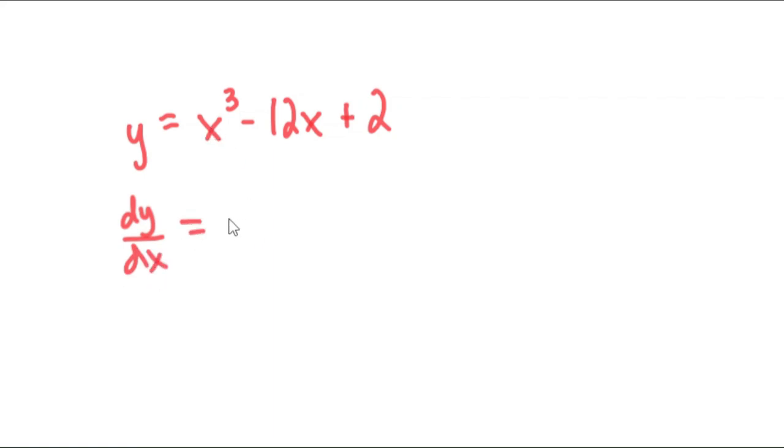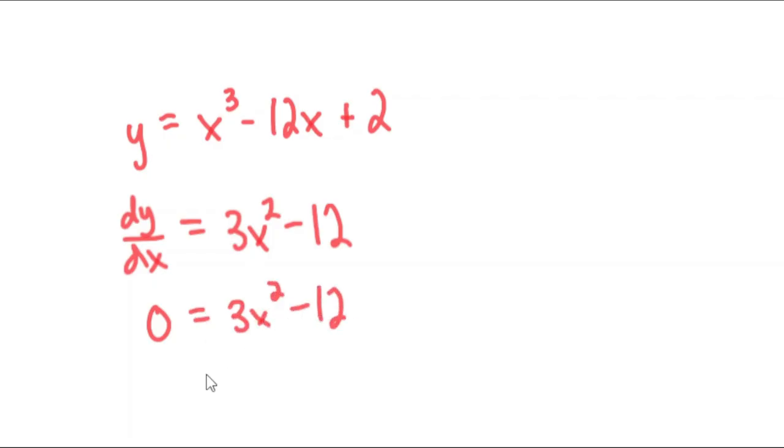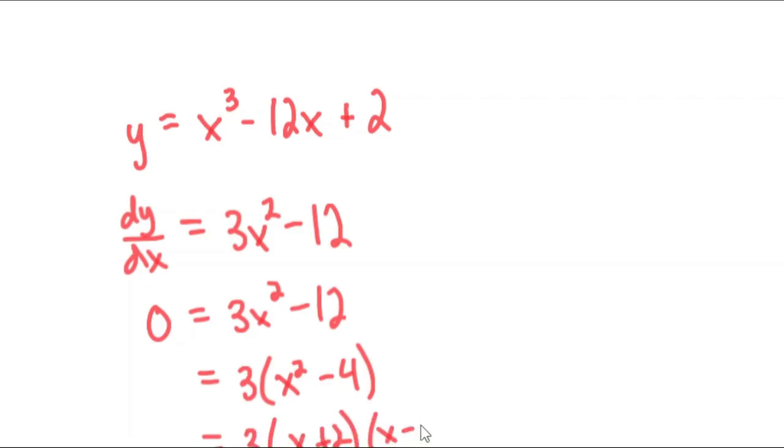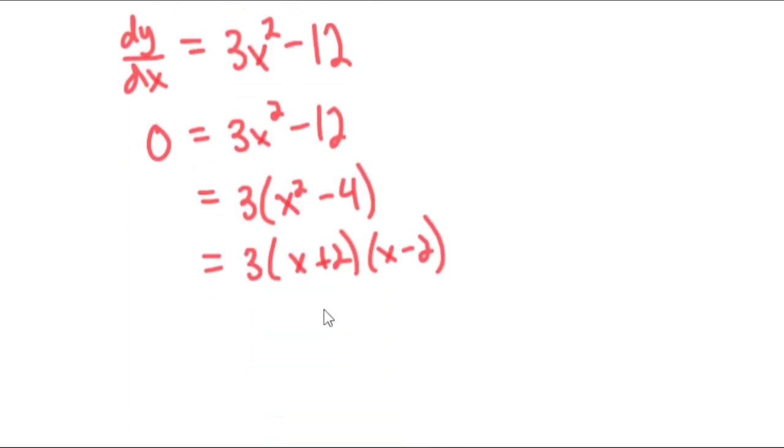Dy dx or y prime is 3x squared minus 12. And we're trying to find what value of x makes that be 0. So we're trying to solve 0 equals 3x squared minus 12. And notice we could factor out the 3 and write this as 3 times x squared minus 4. And we can actually factor this as 3 times x plus 2 times x minus 2. So notice the values of x that are the solutions are x equals -2 and x equals 2.